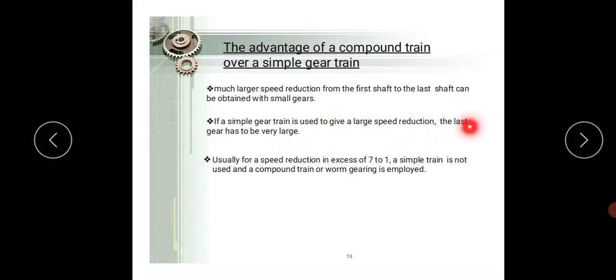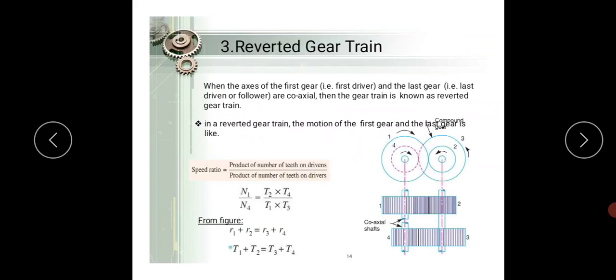If a simple gear train is used to give a large speed reduction, the gears have to be very large. Usually for speed reduction in excess of 7 to 1, a simple gear train is not used, and compound trains or worm gearing is employed.